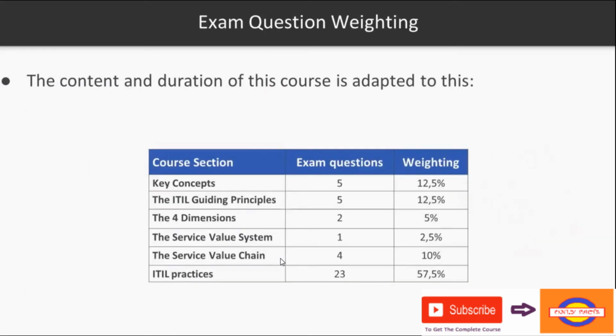You can see here there is a list of sections. And for each section there is how many questions are in the exam, and what is the exact percentage of the total amount of the questions. So you can see in this picture, a lot of questions are from the last section, mainly from ITIL practices. So it makes sense to spend a lot of time trying to understand the details, things that are important for the practices.